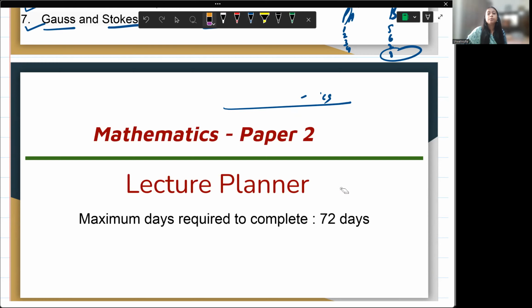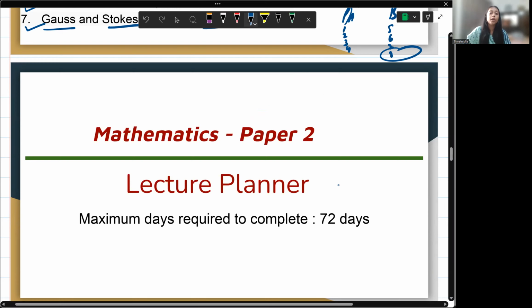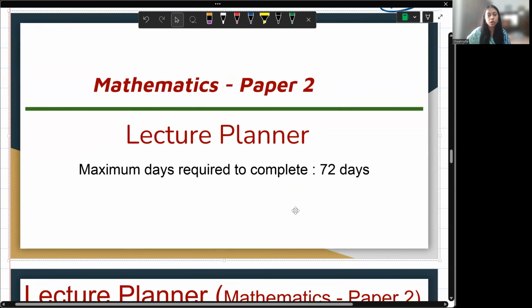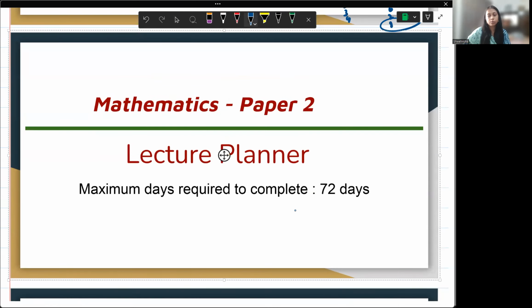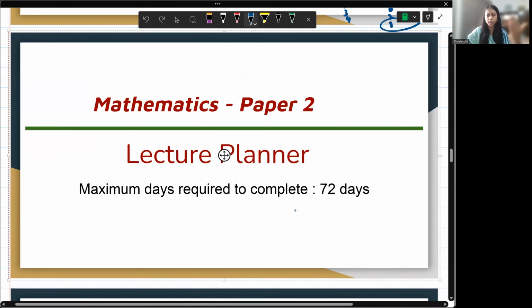So moving ahead, paper 2. In paper 2, maximum 72 days. Again, you can take a margin of few days, few weeks. Okay, not more than a month.